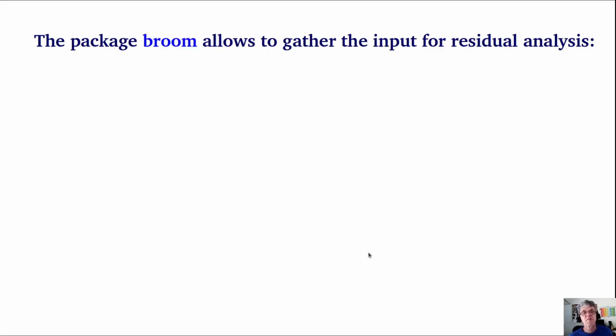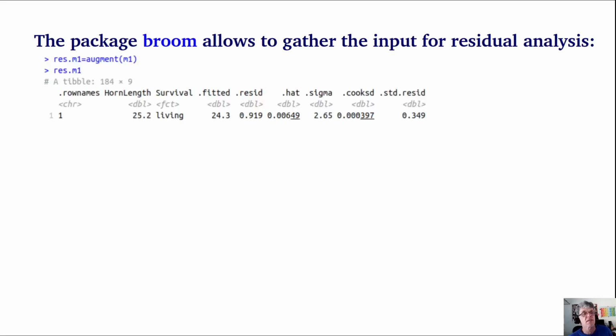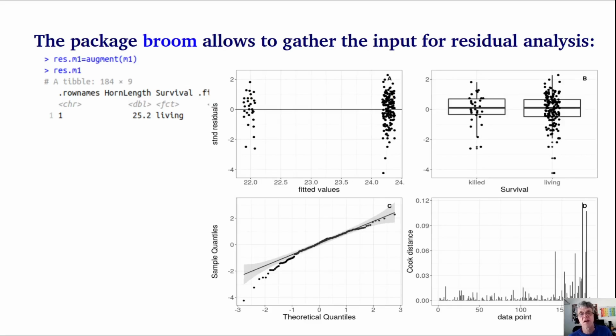The package Broom allows us to gather the input necessary for the residual analysis. This is what was done before, and therefore I will not explain it yet again in this video. This is just showing the first of the 194 lines of this data frame res.m1, and with this input we obtain the codes for the residual analysis.